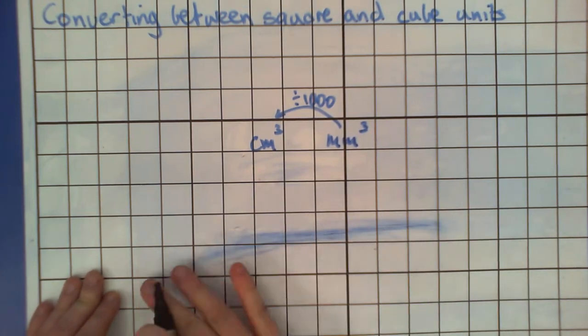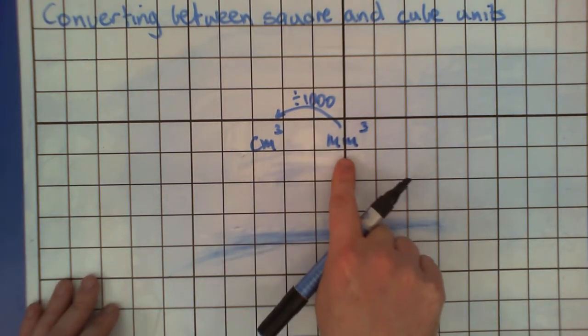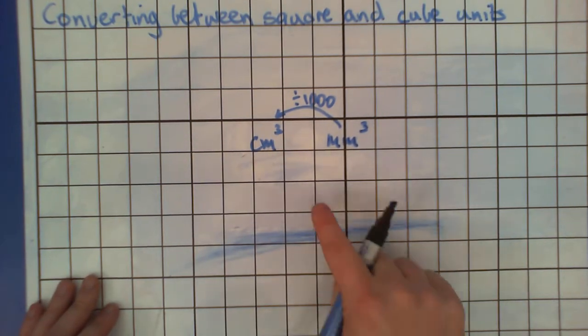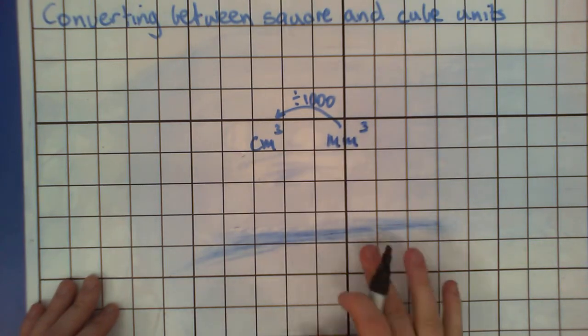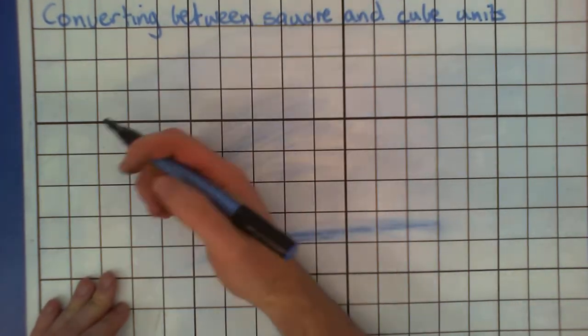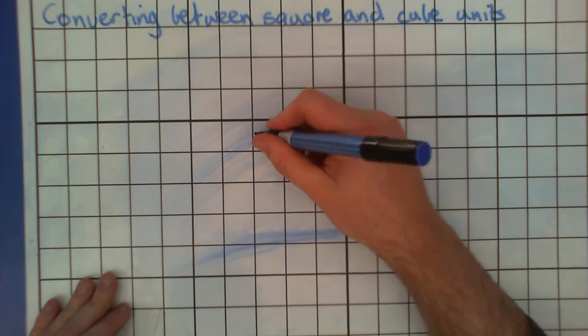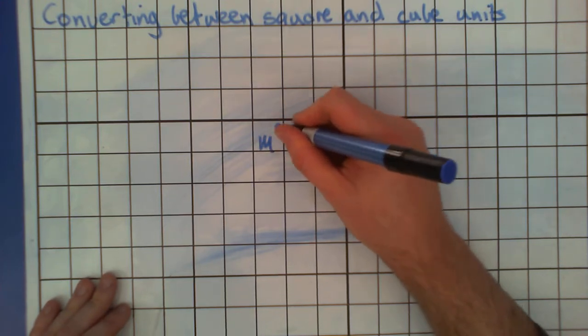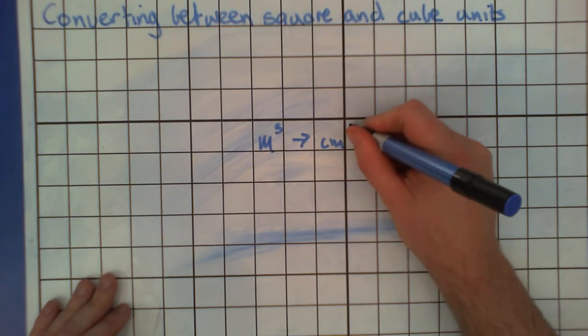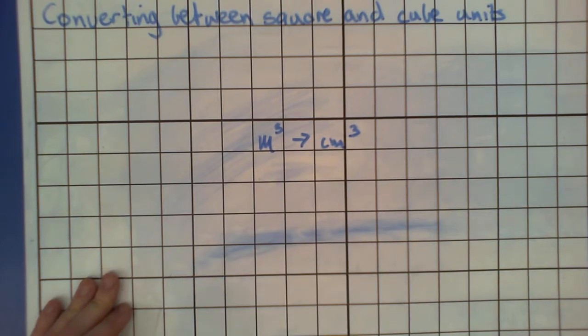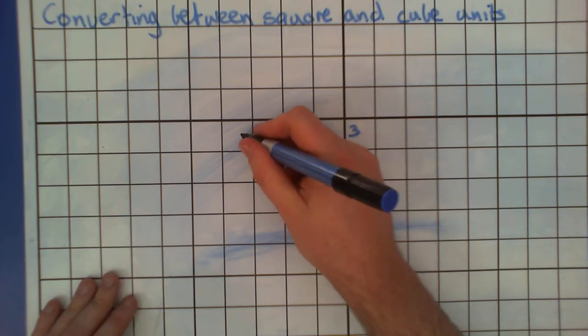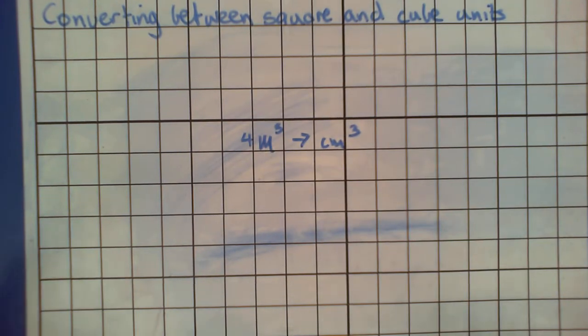So we need to think, how do I convert between centimeters and millimeters? How many dimensions do I have? Well, it tells us in our units. Let's think of another one. Let's convert meters cubed to centimeters cubed, and let's say we've got 4 meters cubed. Again, the dimensions don't matter.